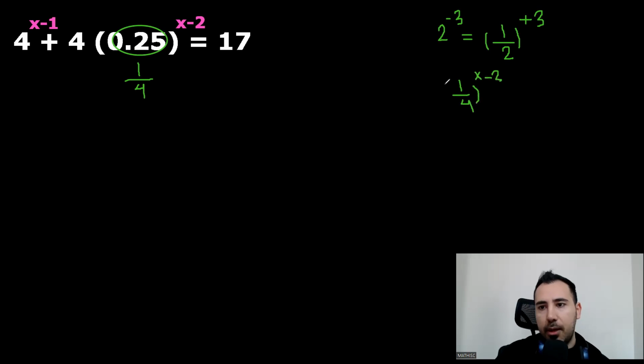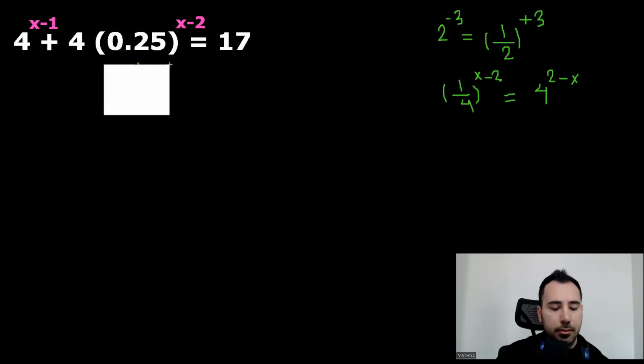We apply a negative to the power. We apply this to a negative, and as a result, 1 over 4 becomes 4. So this will be 4 to the power of, when we apply the negative, 2 minus x. Okay, so we have this here now. So let's see the change in the equation. So this would be 4.